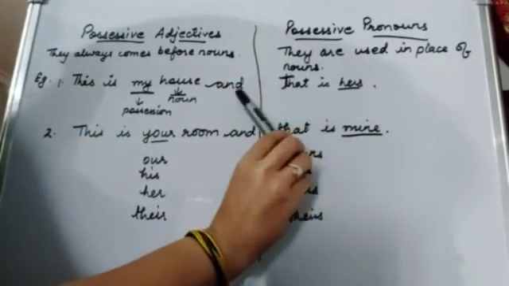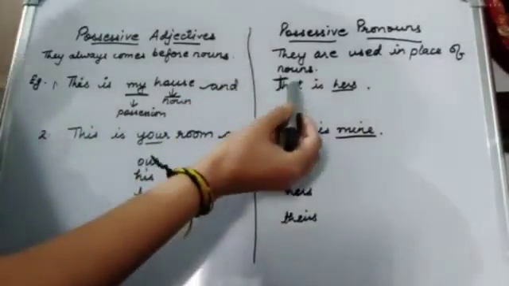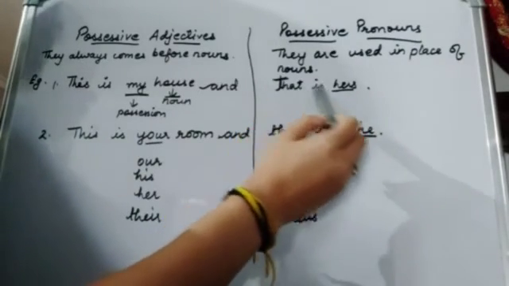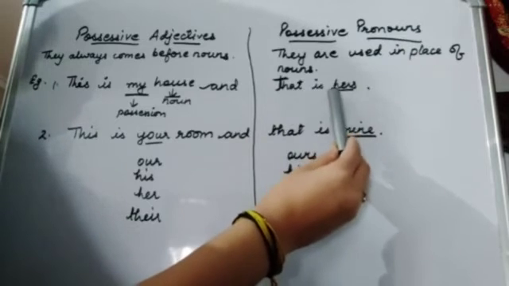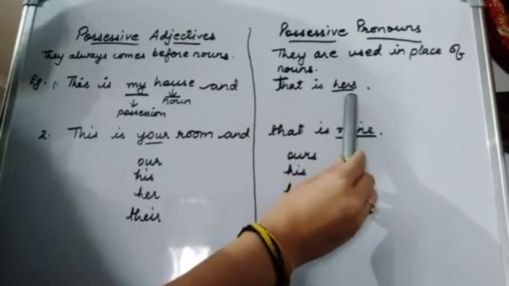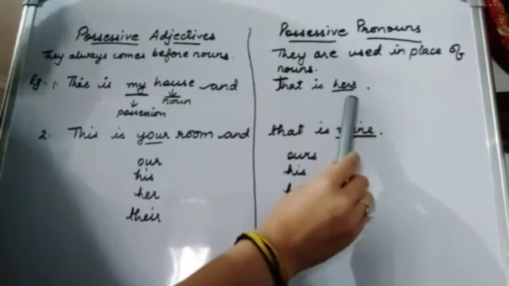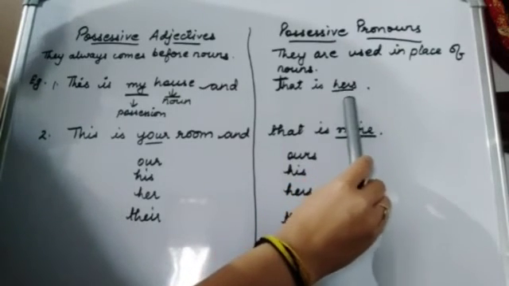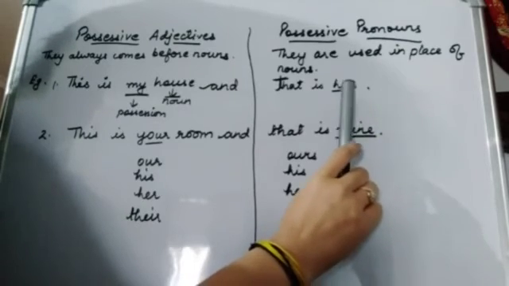Now here, and that is hers. In this part of the sentence also I am talking about the house only, but I have not mentioned house over here. I have not mentioned the noun over here. So what have I used? I have used the pronoun hers. Now hers is your possessive pronoun because it is used in place of a noun. I have not mentioned the noun over here. I have not mentioned house. So in place of house I have written hers.